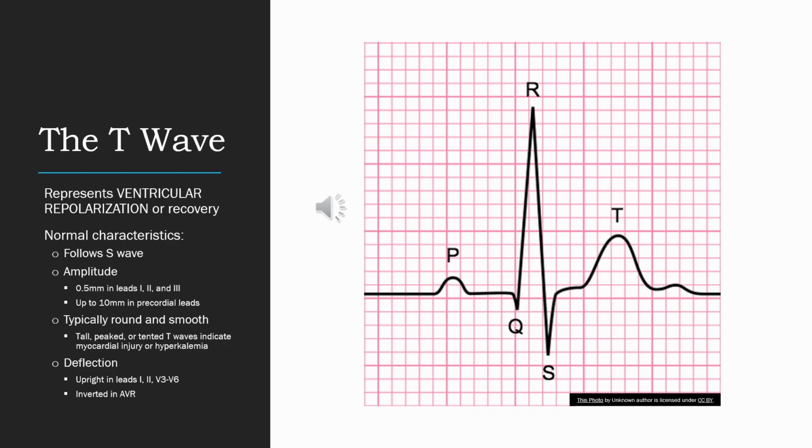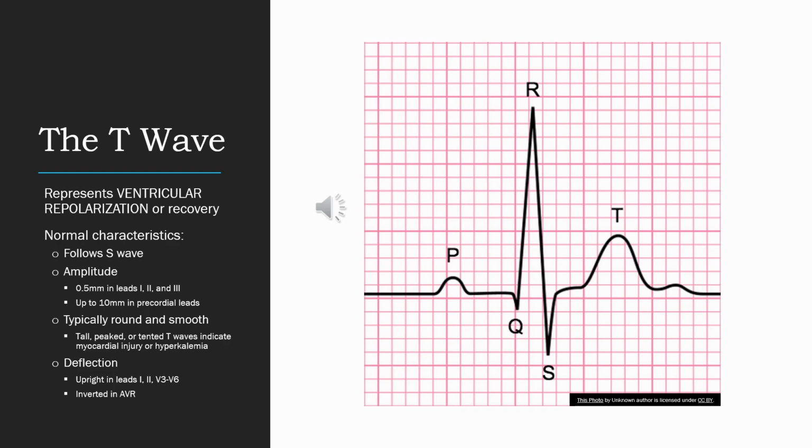So let's talk about the normal characteristics of our T wave. So the T wave always follows the S wave, and it's usually rounded and smooth. Its amplitude varies, but it shouldn't exceed 0.5 millimeters in the limb leads or 10 millimeters in the precordial leads, which is V1 through V6. The deflection of the T wave depends on the lead that's being viewed. It's typically upright in leads 1, 2, and V3 through V6, but it may be inverted in aVR. And don't get confused about this. We'll talk about these different lead names later.